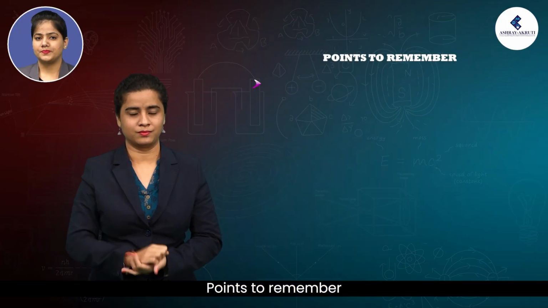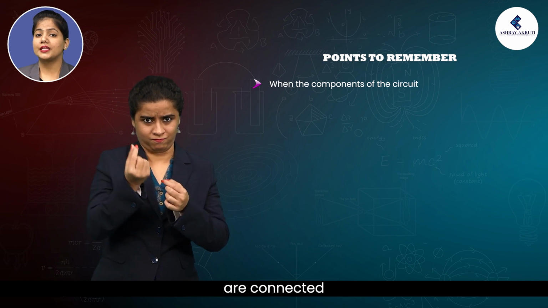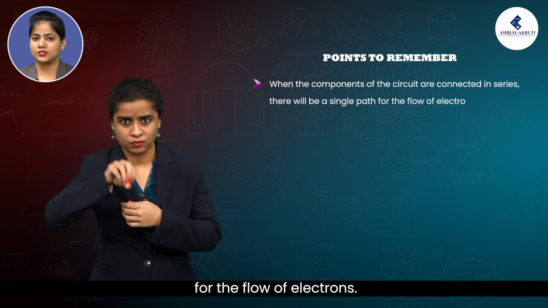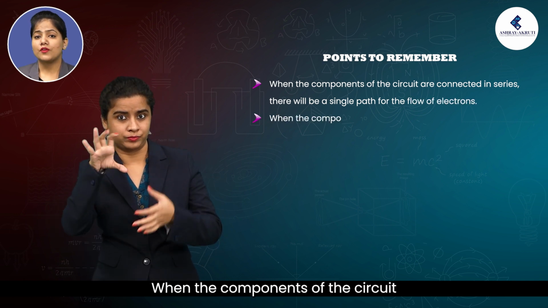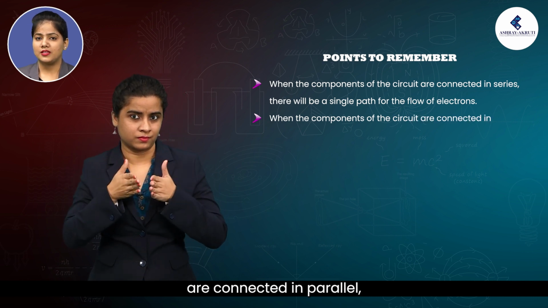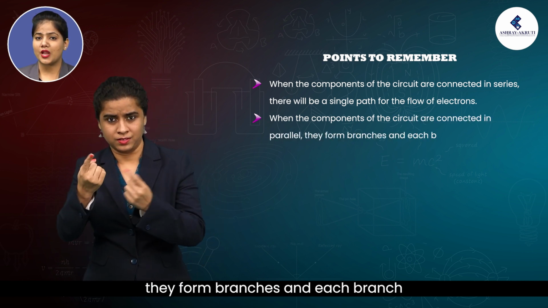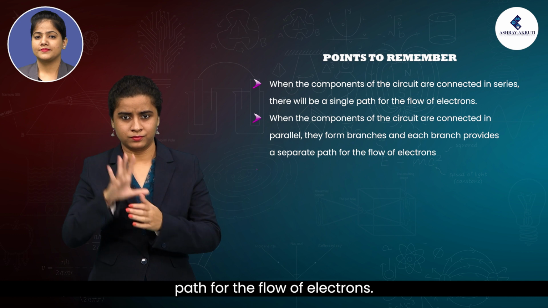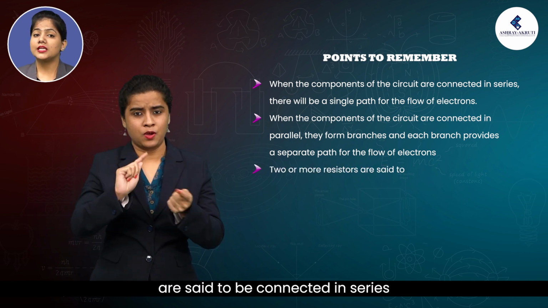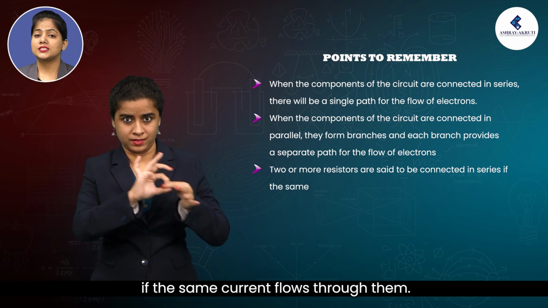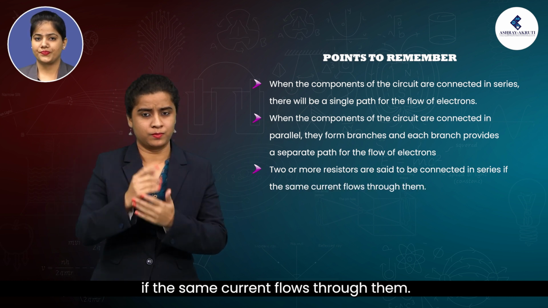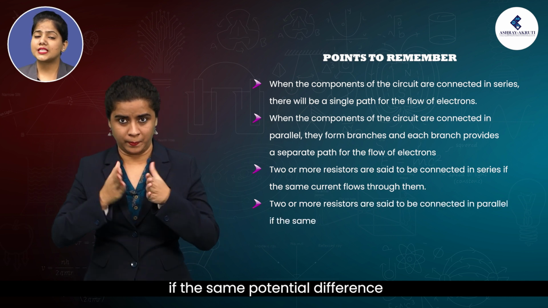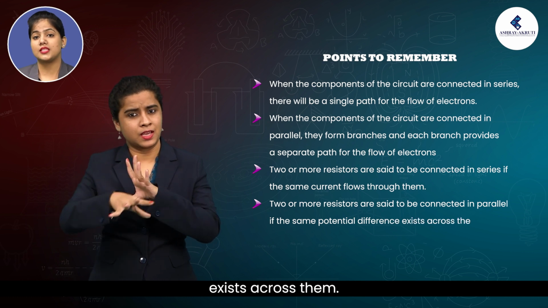Points to remember. When the components of the circuit are connected in series, there will be a single path for the flow of electrons. When the components of the circuit are connected in parallel, they form branches and each branch provides a separate path for the flow of electrons. Two or more resistors are said to be connected in series if the same current flows through them. Two or more resistors are said to be connected in parallel if the same potential difference exists across them.